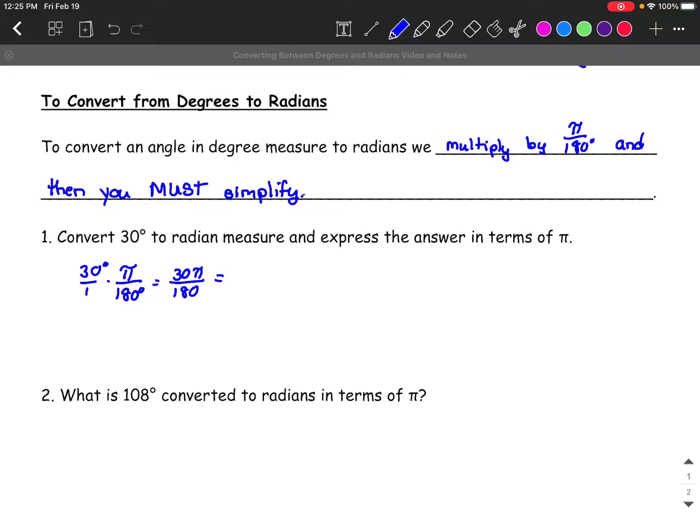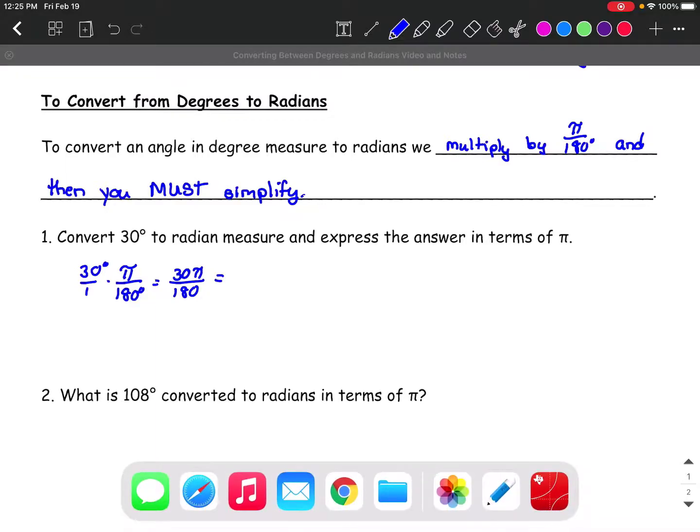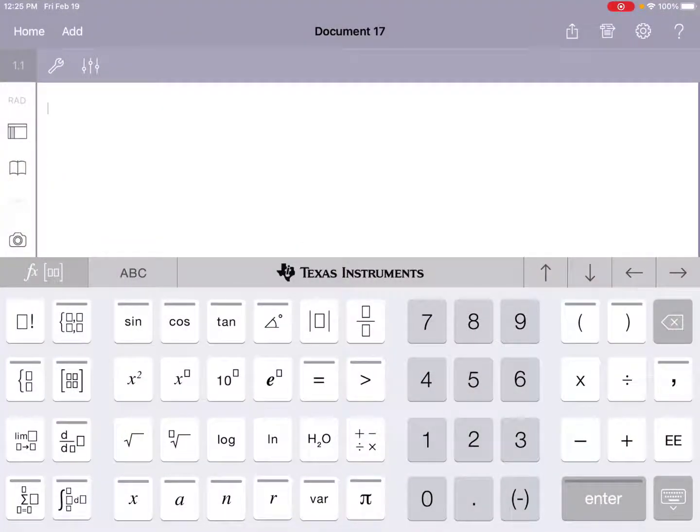Now you need to simplify. If you can do this on your own and in your head, that's awesome. If you have trouble simplifying fractions, I'm going to go to my calculator here and watch what I'm going to do. I'm going to put the 30 over 180. Notice I am not using the pi. Do not put the pi in the calculator.